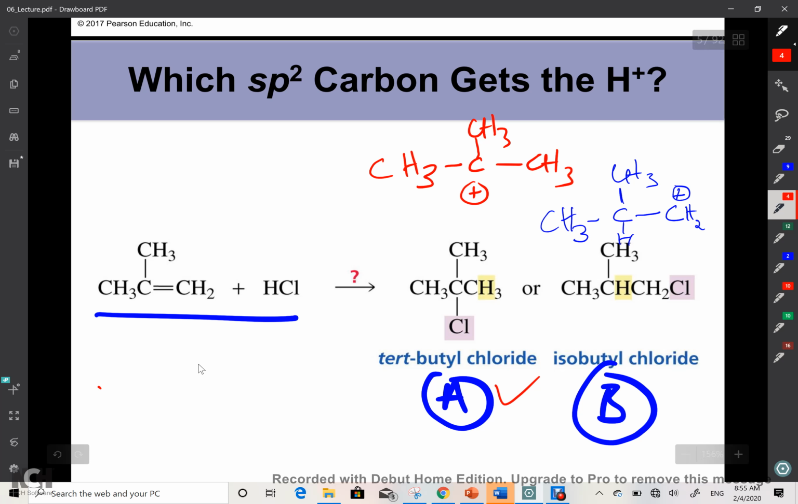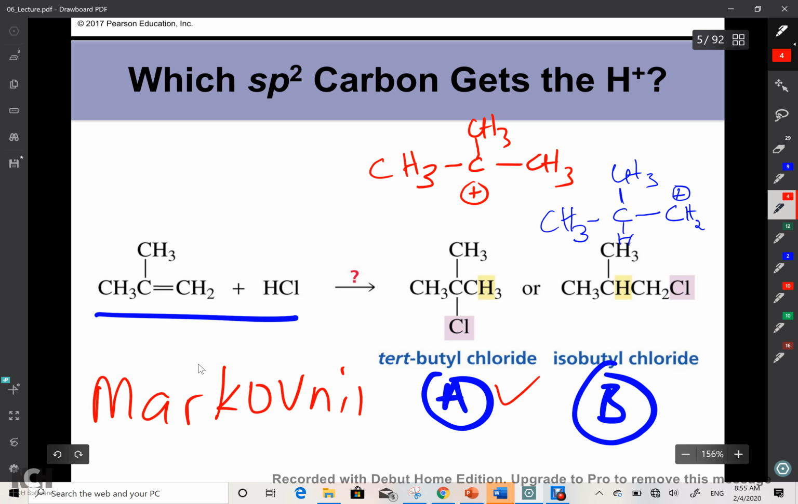And this is a law, and we call it Markovnikov's rule. I don't even know how to spell his name. I'm not Russian. If I don't know how to spell it, read your textbook. Markovnikov. Does that make sense? What we just discussed is called the Markovnikov rule.